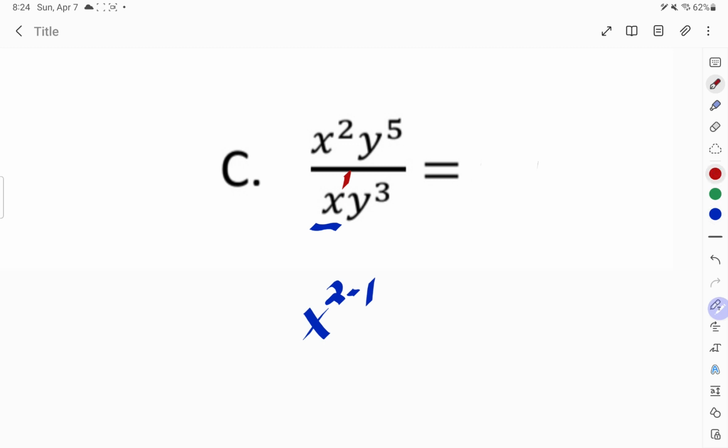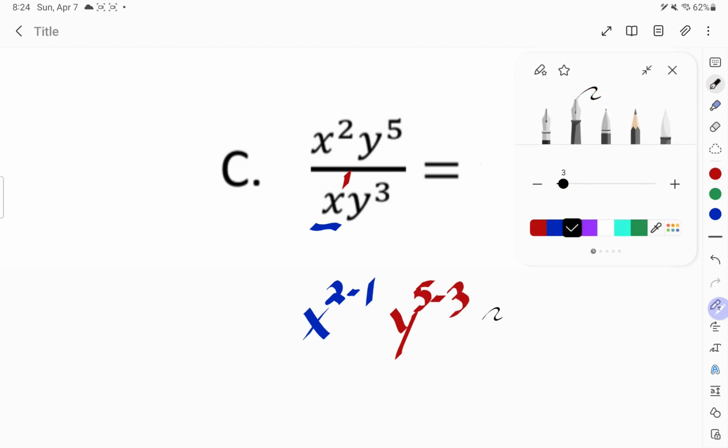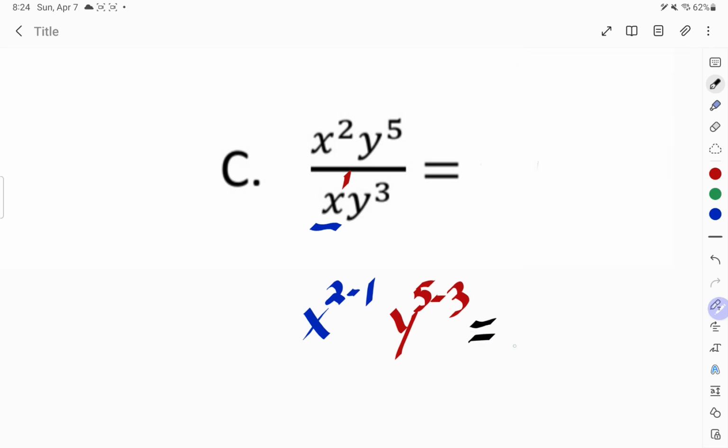And then I'm going to do my y. So y is going to be 5 minus 3 again, which is kind of nice that they did that for us. So here we're going to have x, and I'm going to put the power 1, just so you know. Technically, if it's at power 1, you don't have to write it, but we're going to put it anyway. And then we have y to the power 2. And that's it. That's my answer.